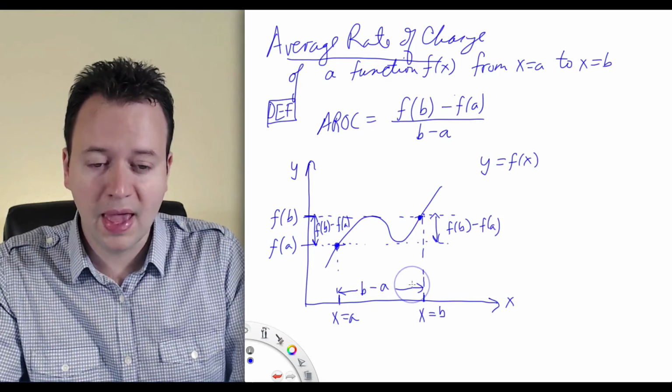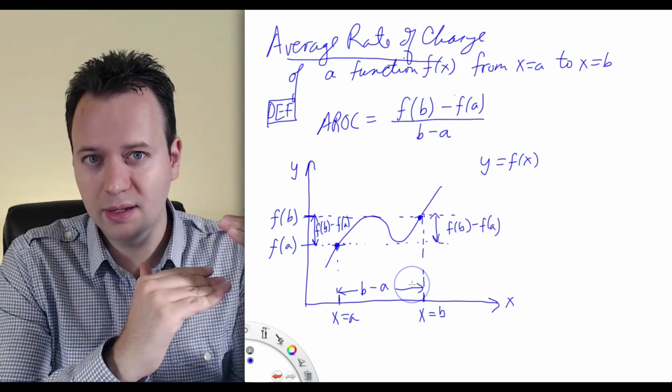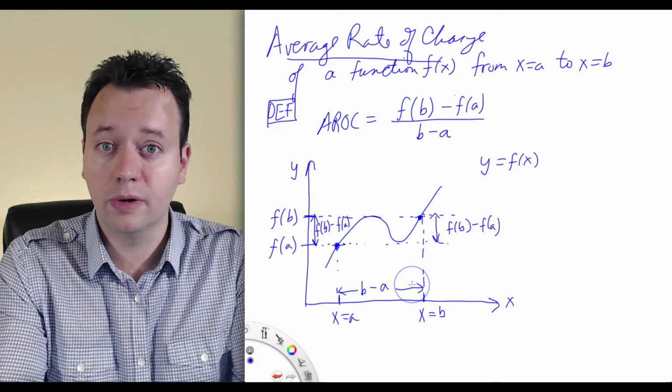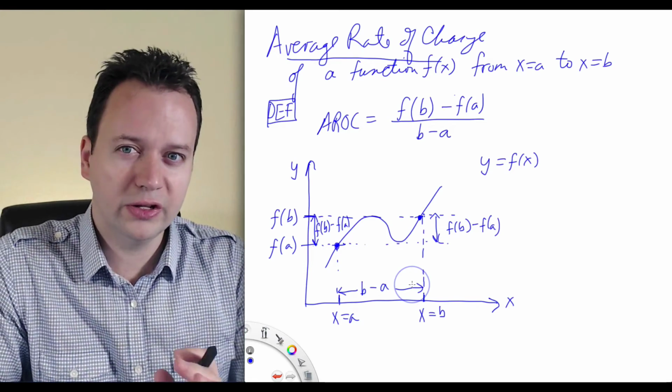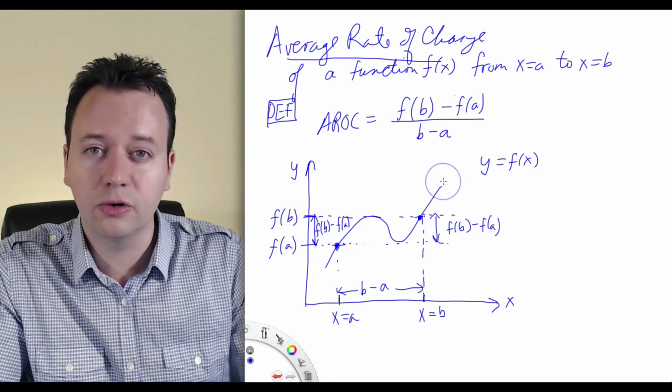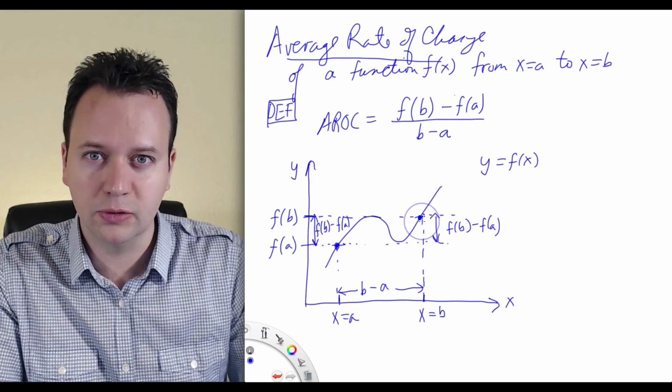Now when you divide the total change in height by the total change in width, you get a slope. So this is something that represents the slope, but a slope of what? Because our function isn't a line, it's just some random curve. It could be doing any number of things between the 2 points.